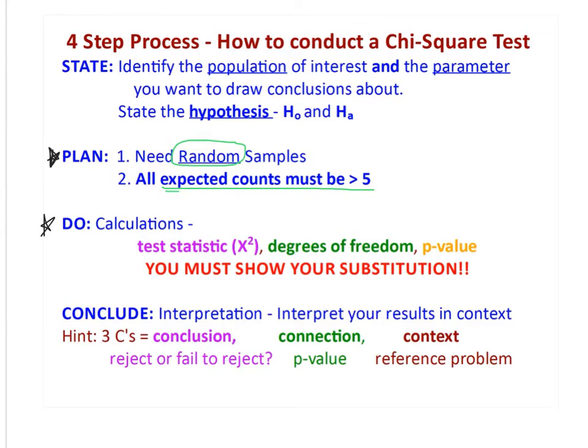The second plan step is that all of the expected counts must be greater than 5. So when we calculate the expected counts, you're going to see how we find those. If you want to do a little mark, expected counts equal n times p, and that's what we saw in class, and we'll see it again in the video. But they have to be greater than 5. In the do step, we have the test statistic chi-squared. We have to show our degrees of freedom, and then we have to do a sketch where we show the p-value. So we're going to take a look at the state, plan, and do steps today.